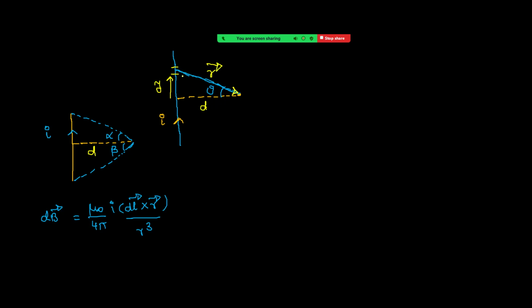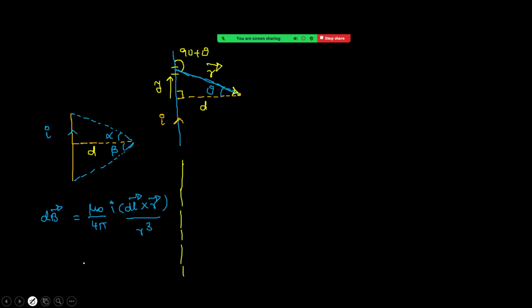Now we have to focus on the angle between dl bar and R bar. What is the angle? See carefully. This is theta. This is 90. Then this will be 90 minus theta. Then this will be 90 plus theta. This is the angle between this dl bar and R bar. So I hope you are getting this one. Now use this one here. See what we get.